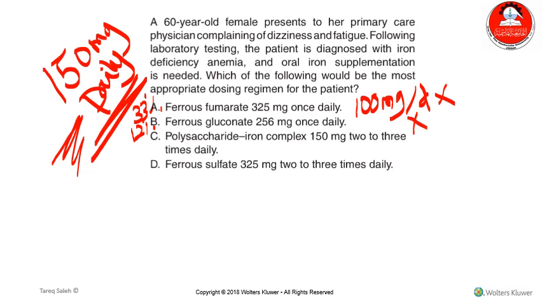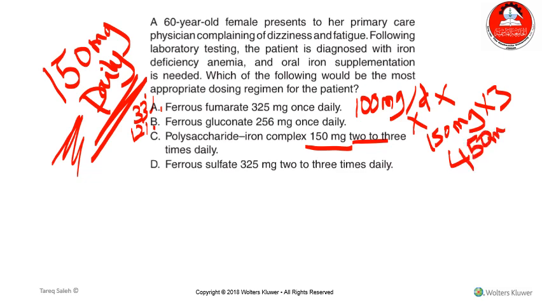Polysaccharide iron complex consists of 100% elemental iron. Okay, so out of the 150 milligram dose of the drug, we have 150 milligrams of elemental iron. However, the question tells you here that it should be given 2 to 3 times daily, which means you have to multiply this by 3, meaning that the total iron dose per day will be 350 milligrams. Okay, this is also too high. We don't want to use too low or too high.